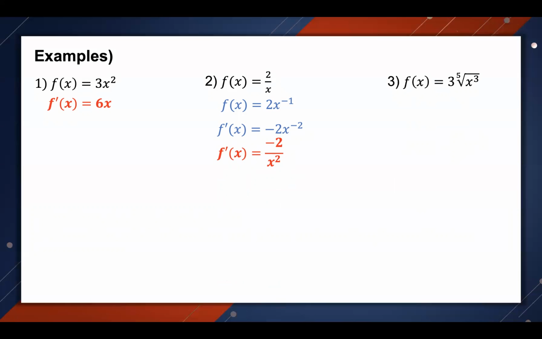The third one is f of x equals 3 times x cubed and the square root of 5. The 3 is a constant, and we put the rest of it in a general form. So f of x equals 3 times x to the power of 3 divided by 5, and we put the 3 divided by 5 before the variable x, times the 3. So f prime equals 9 divided by 5 times x to the power of -2 divided by 5.